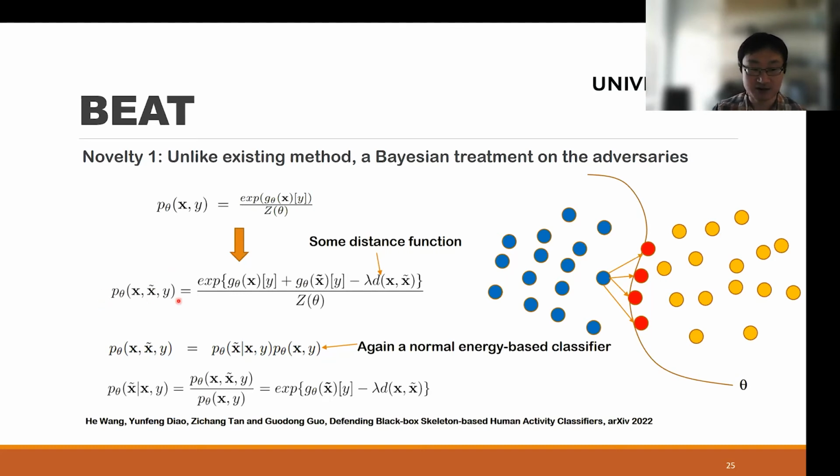This part can, of course, be naturally decomposed into 2 parts. This one is the same thing here. This is a normal energy-based classifier. We already know how to optimize that. This part you can see, interesting. When we calculate this part, this is the joint probability divided by this joint probability, where the intractable Z will be very conveniently cancelled.